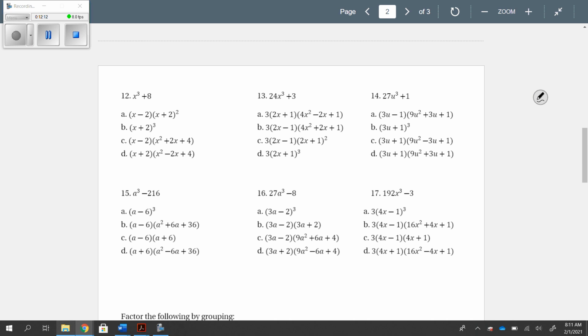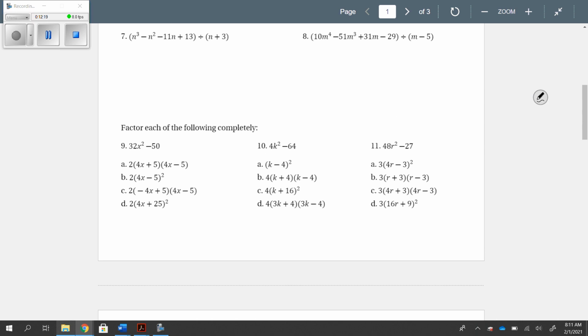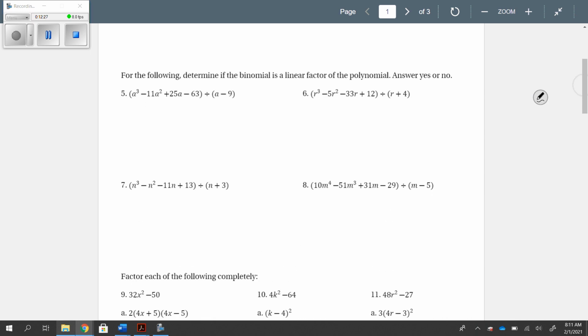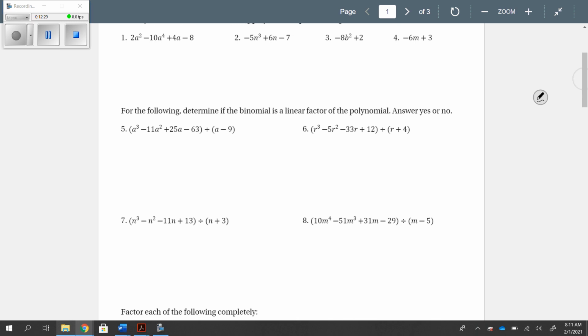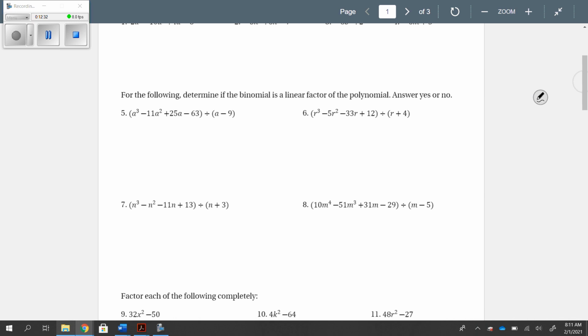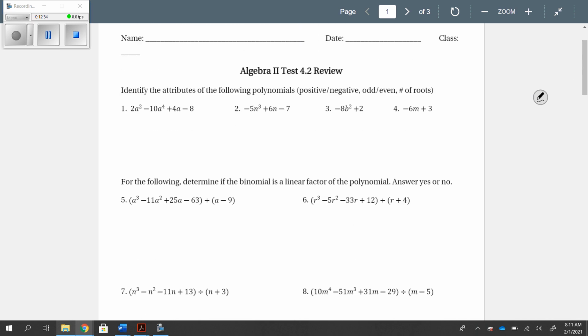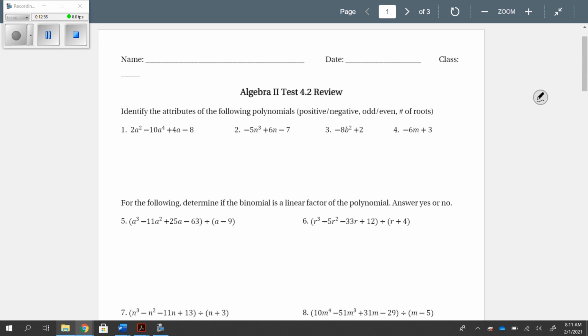If you see an addition and you see a cube, it's sum of cubes. And scrolling up, if you see a minus and you see a square, it's difference of squares. Those should be 3 points as well. Again, here, do synthetic division. If you get a remainder, the answer is no. If you don't get a remainder, the answer is yes. And then lastly, these should be 3 points as well. Negative, odd, 3 roots. All right.